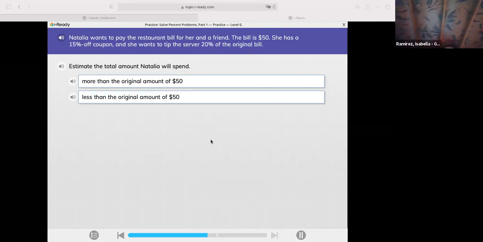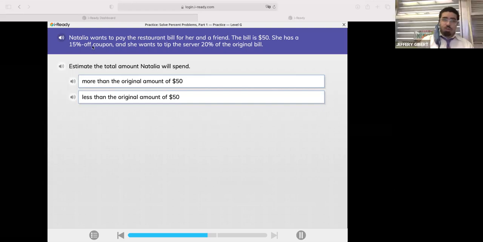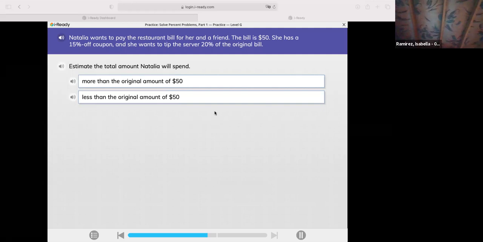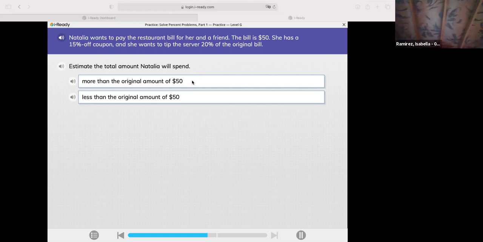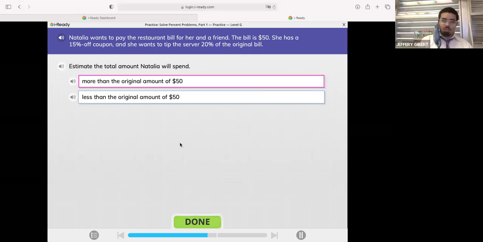It's because basically you have to add. I think you have to add something. Yeah. Well, it's a 15% off discount, so you're taking away 15%, but then you're tipping. So when you tip, you add. And 20 is bigger than 15, so that means you're going to end up paying more than $50. If the 20 was less than 15, then the answer would be less than the original amount.